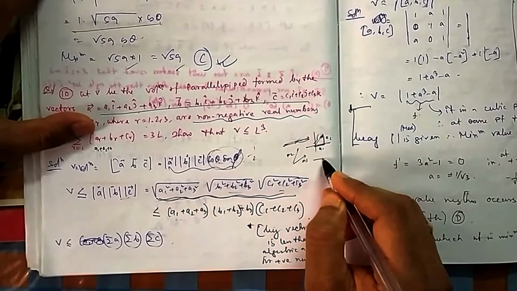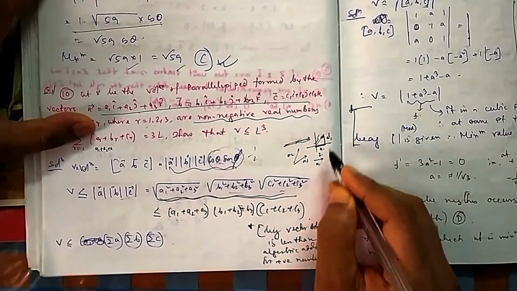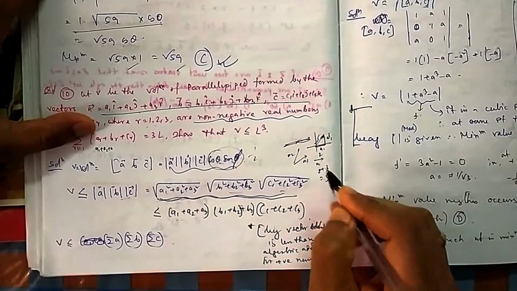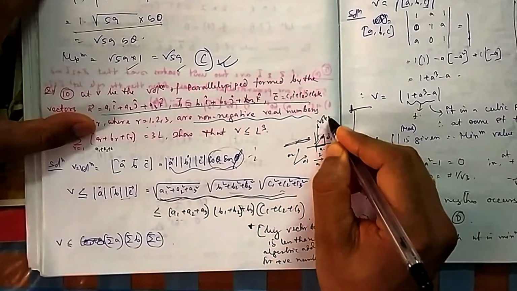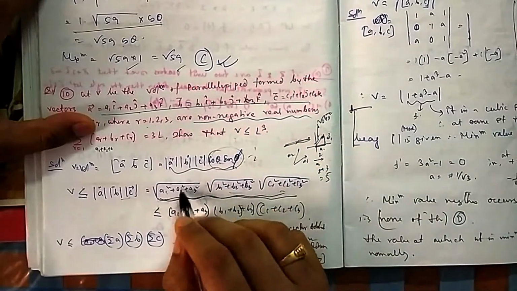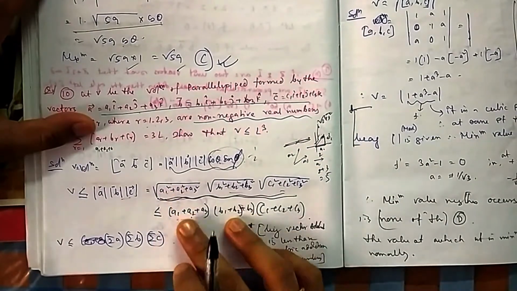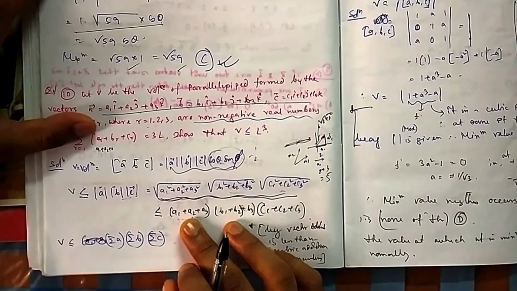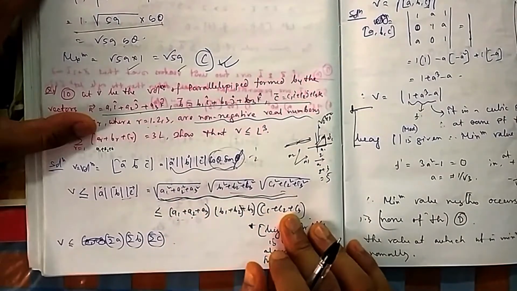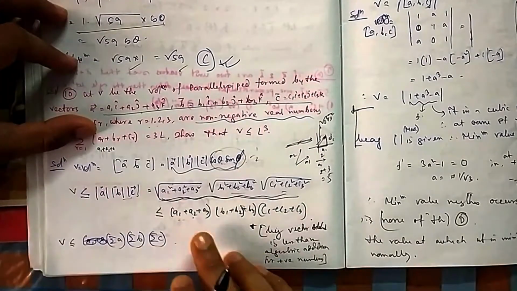And if you add normally, suppose A1 is 2 units and A2 is 3 units. So the normal sum is 2 plus 3, 5. But here it is under root 2 square plus 3 square. So this one is less than this. So under root 2 square plus 3 square is less than 2 plus 3. So the vector sum is always less than the normal algebraic sum. You got it there? So that's why it is less than this.